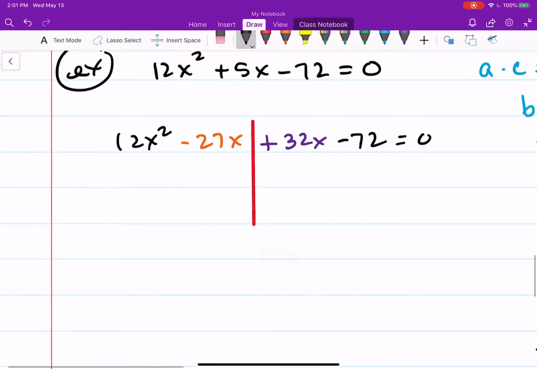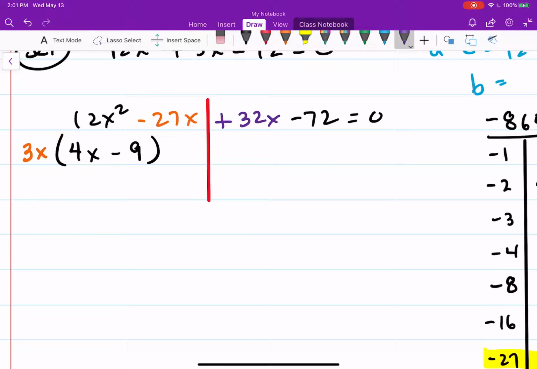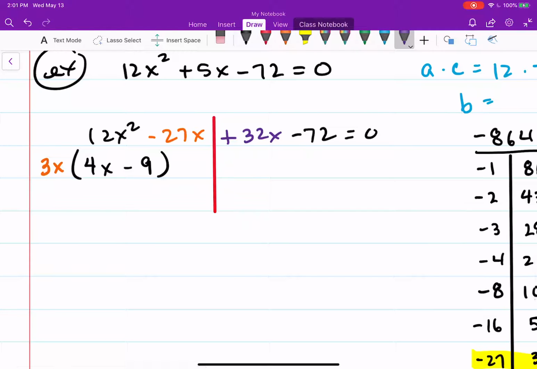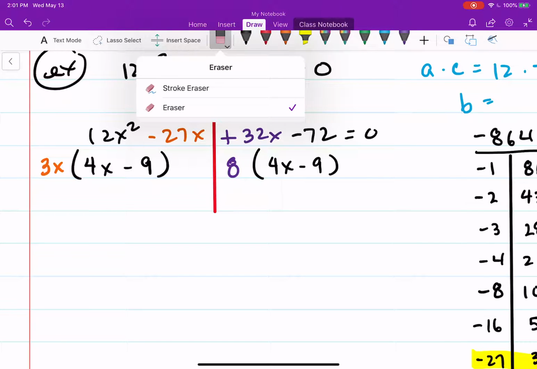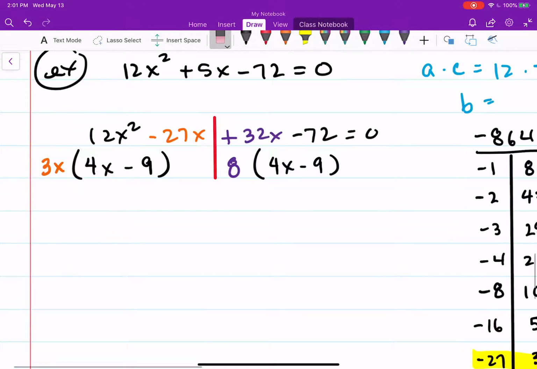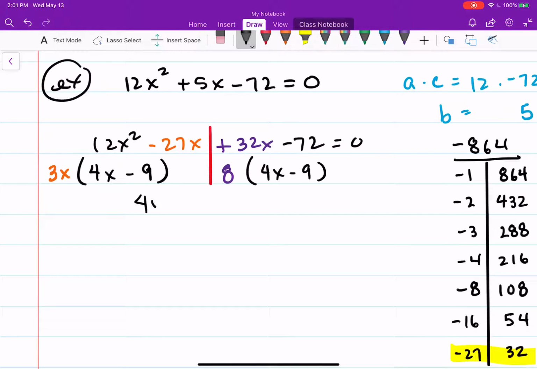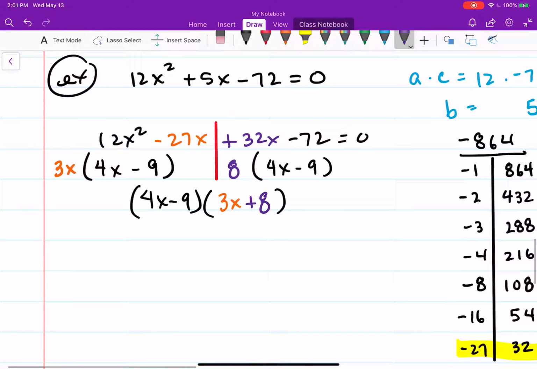Okay, now let's look at the right side. What goes into 32 and 72? 8 does. How many times? 4x minus 9. Okay, let's see which one I have here. Okay, I got the eraser so I can do this. Perfect. What's in common? You got the 4x minus 9 and the 3x plus 8. Okay, so now you got to put the equal 0 back, okay?